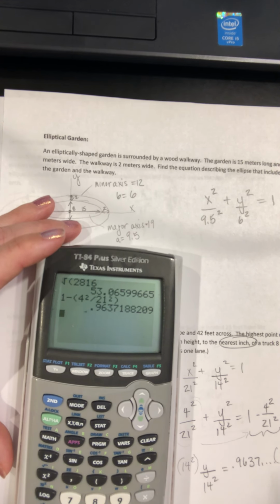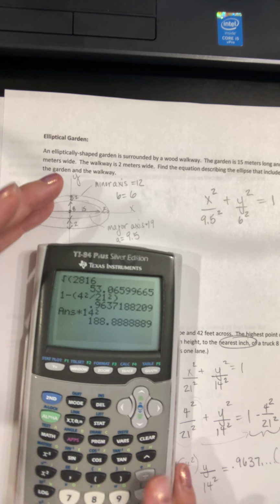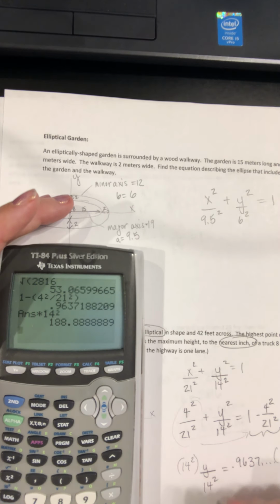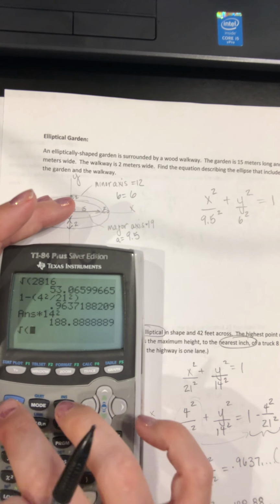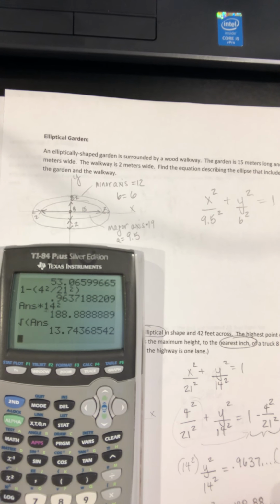And again, you could have squared these already, and just use the numbers. I'm just leaving them in squared form, doesn't matter. So times 14 squared. And I get, oh, this should be y squared. y squared equals 188.88. Okay, and then my last step is to square root that. And then I get y equals 13.74, blah, blah, blah.